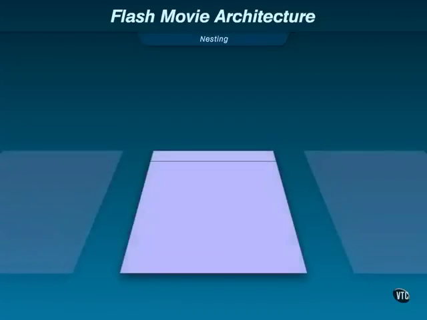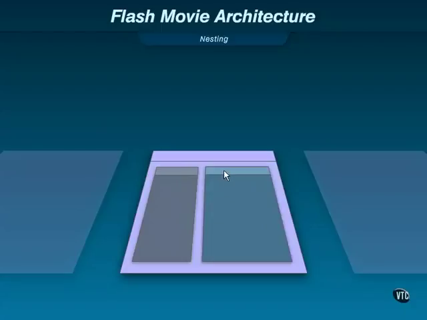Have a look here at a representation of a simple hierarchy. At the base of everything, we have a scene, and it has a timeline. Simple stuff. Now, on the stage in this scene, we add a movie clip. While we're at it, we add another. Each of these movie clips has its own timeline as well.